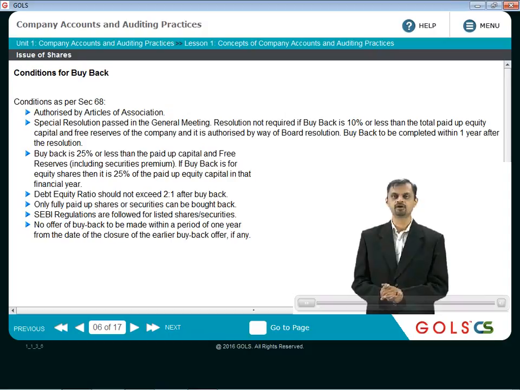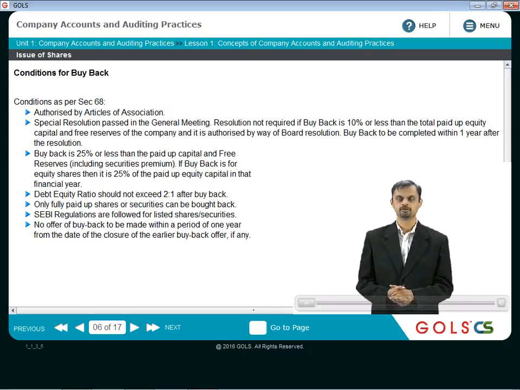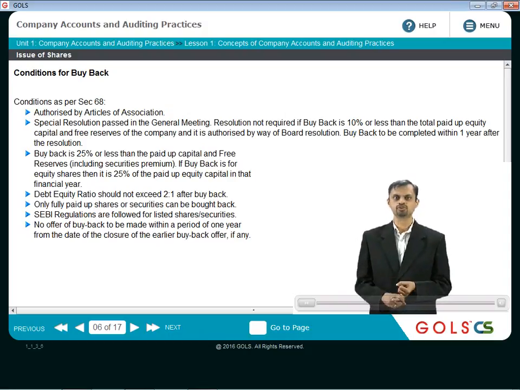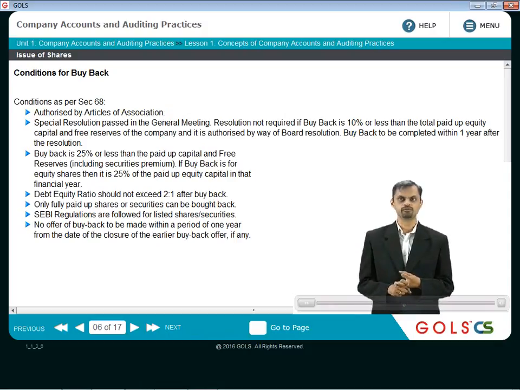There are certain conditions laid down as per Section 68 for the buyback. First of all, the buyback has to be authorized by the Articles of Association. A special resolution has to be passed in the general meeting. This special resolution will not be required if the buyback is 10% or less of the total paid up equity capital and free reserves of the company. In that case, the board resolution is sufficient. The buyback is to be completed within 1 year after the resolution. So after this special resolution or the board resolution, whichever is applicable, the whole process of buyback has to be completed within 1 year.